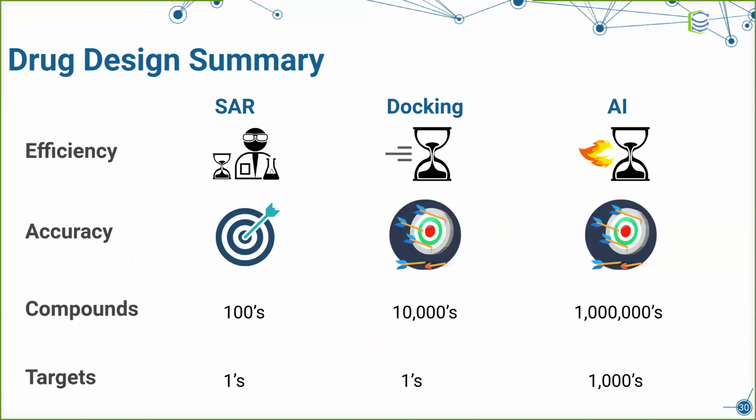So let's just go ahead and summarize these techniques. In terms of structure-activity relationships, they're pretty inefficient, but they're highly accurate. And the problem with them is that you really can't look at very many targets or compounds. But when you go to docking, you can speed up this process, which allows you to look at tens of thousands of compounds, although still relatively few targets, at the cost of some accuracy.